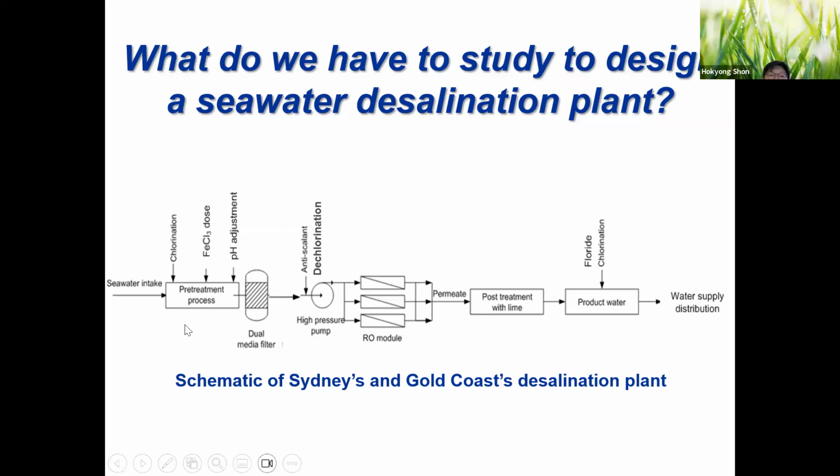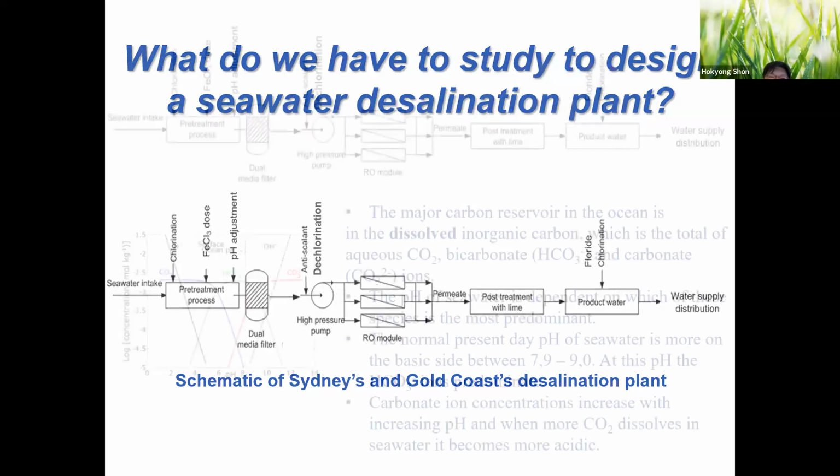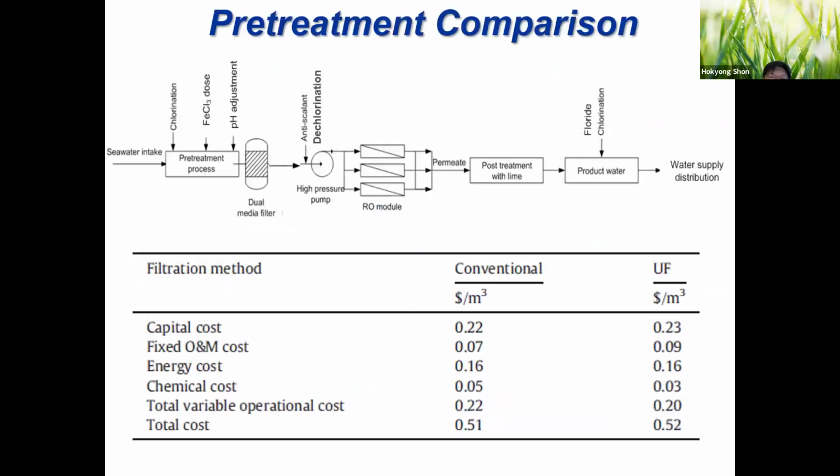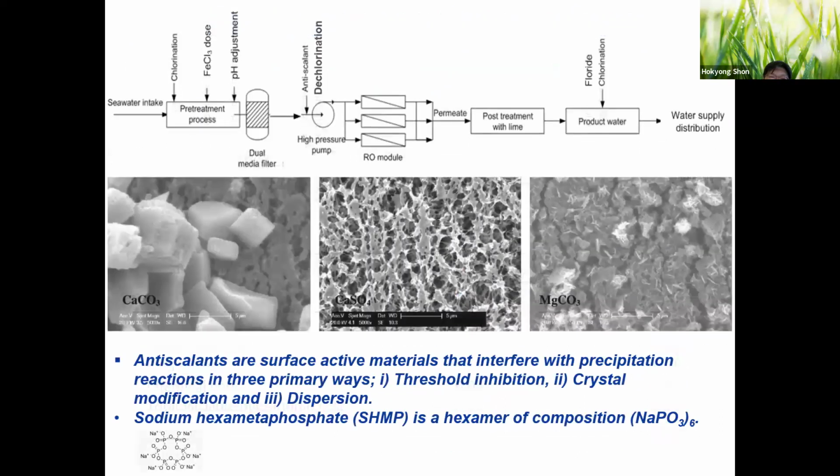So after this pre-treatment, we have dual media filtration to remove some of the larger objects and then protect your seawater reverse osmosis membrane. Also, you need to put in the anti-scalant. So what's the anti-scalant? The anti-scalant is, okay, this kind of material.